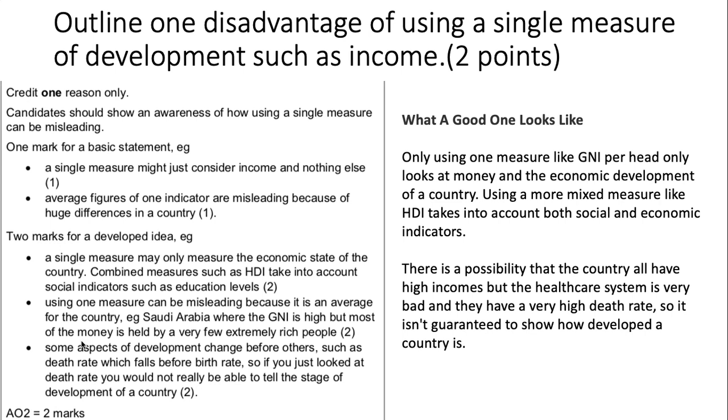But what it's essentially saying is that if you only look at GNI, you can't guarantee that it's not an average. You can't guarantee that the rest of the country is as developed. If we think about corruption in particular, where people might look like they have high incomes, but the money isn't being spent on the local infrastructure, so the country isn't in practice as developed as you'd think it might be on paper. So that answer also received 2 marks.